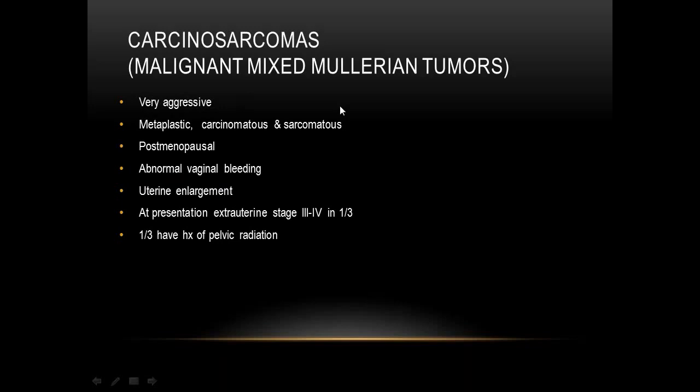So our carcinosarcoma, or our triple MT, formerly known, is a very aggressive cancer. It is metaplastic. It has both carcinomatous and sarcomatous components. They usually occur in postmenopausal patients, and they present as abnormal vaginal bleeding. Usually they have uterine enlargement. At presentation, they usually present with extrauterine disease, with stage 3 to stage 4 in a third of the patients. A third of these patients have had pelvic radiation in the past.